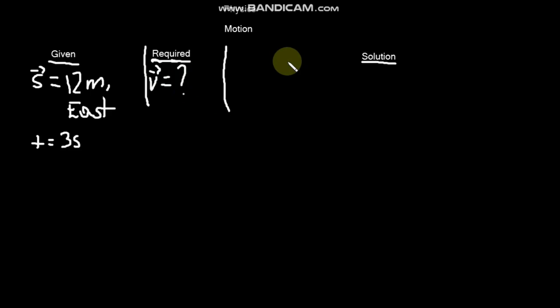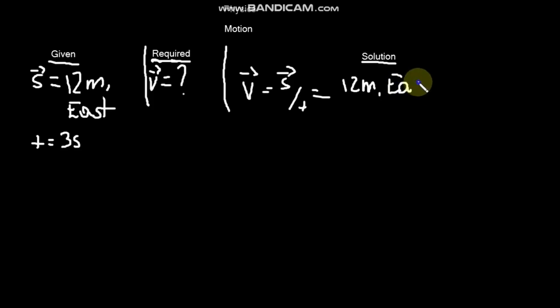So to find that, as I told you before, there's a formula for velocity, which is velocity equals displacement over time, which is 12 meters east over 3 seconds. You don't really need to calculate the direction, because I don't think you'll get the final answer if you calculate the direction, a final different answer than you do normally in here.